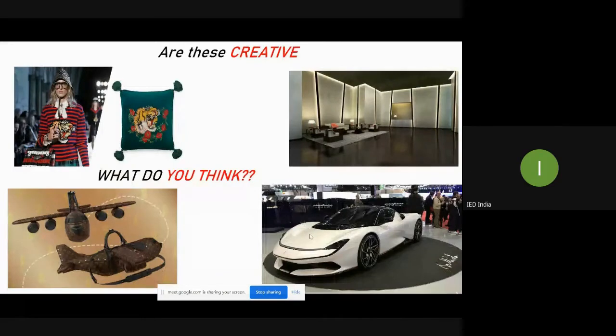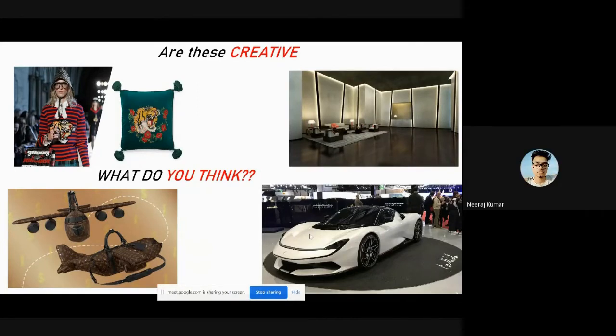Now, next question. Do you think these things are creative? Of late, the left picture, the one down on the left, has been very famous in recent times. Can you tell me which company this is? Design. The aeroplane bag. No, sir, I'm very sorry, I could not. Okay, anybody else? What is it? The company which created this design, aeroplane Louis bag.